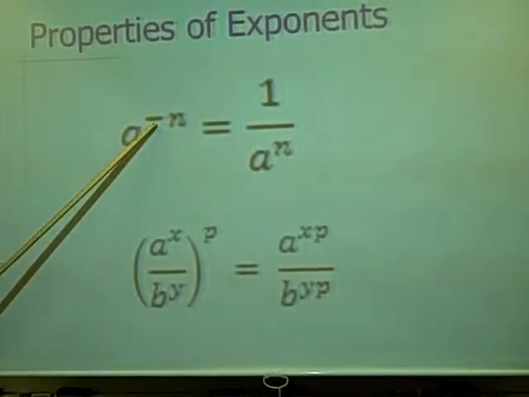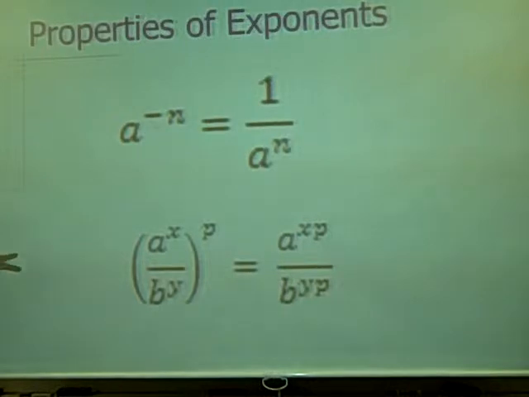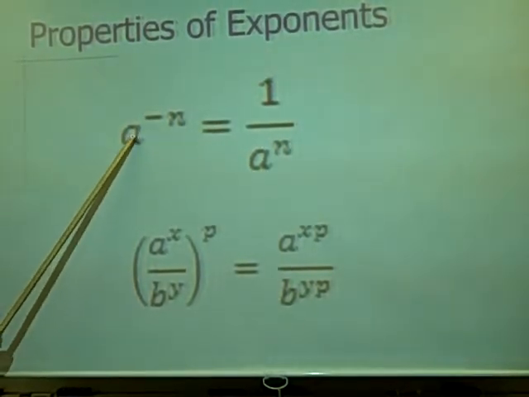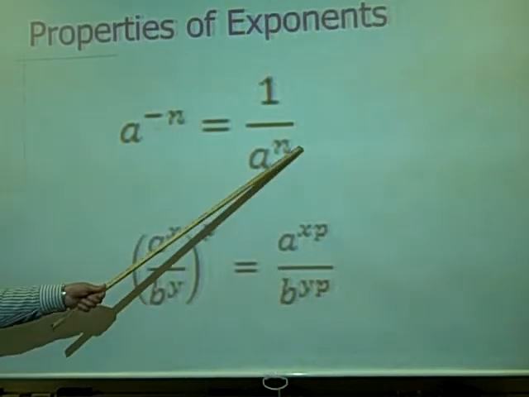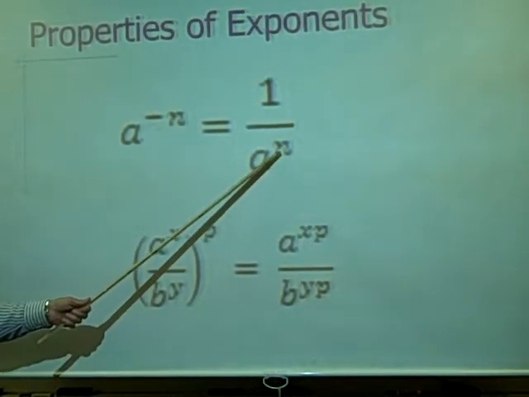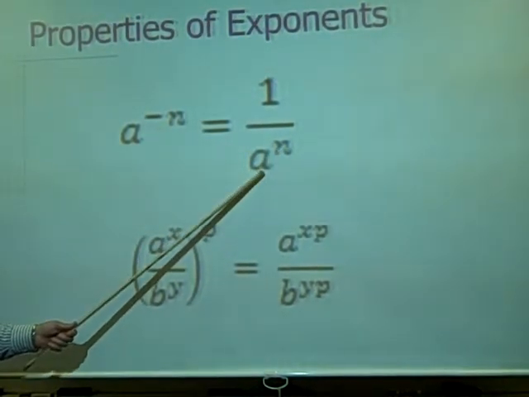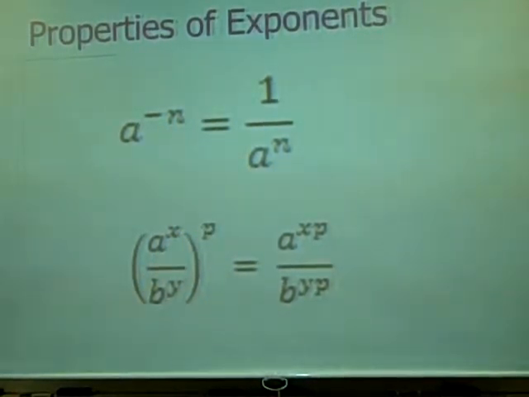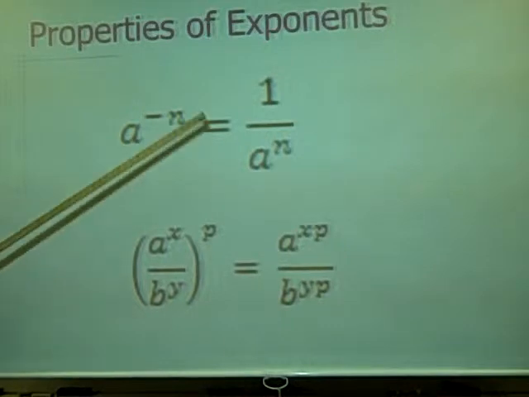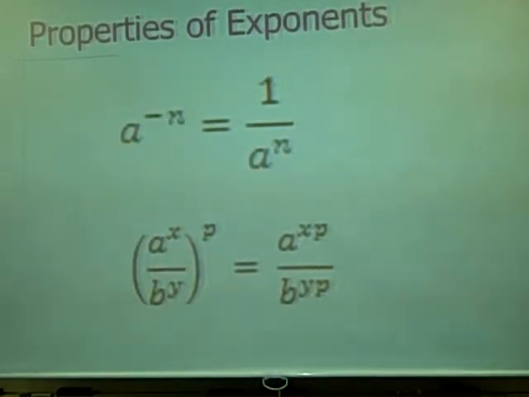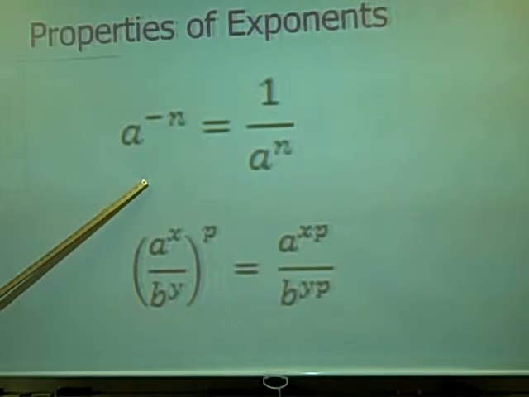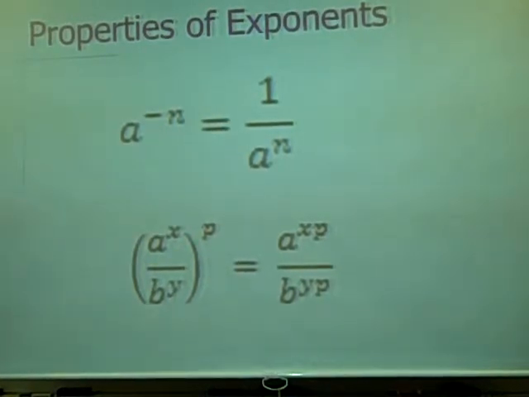When we have a negative exponent, we apply the reciprocal. In other words, here we have a to the negative n over 1. So the exponent changes to a positive, and now the a to the n is in the denominator, so that would be 1 over that expression. If you had a negative exponent in the denominator, then you would move that term up into the numerator.